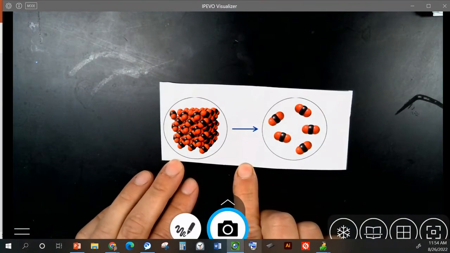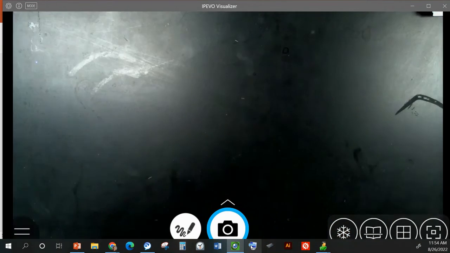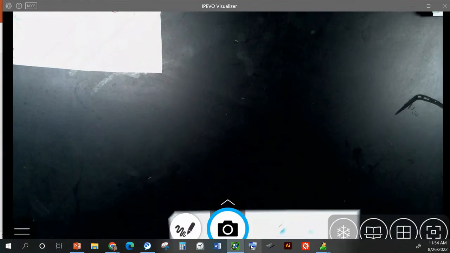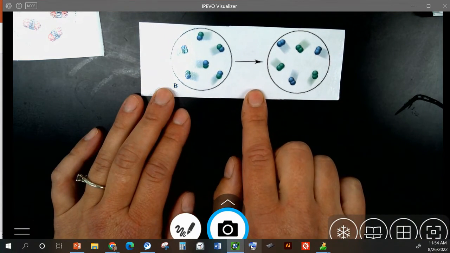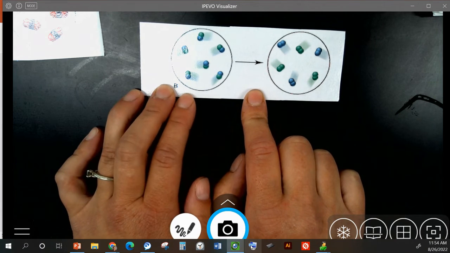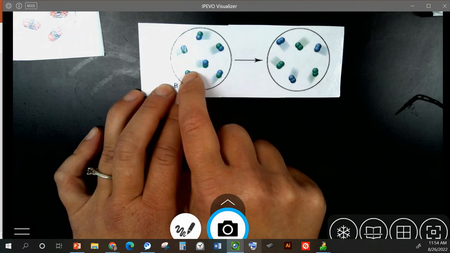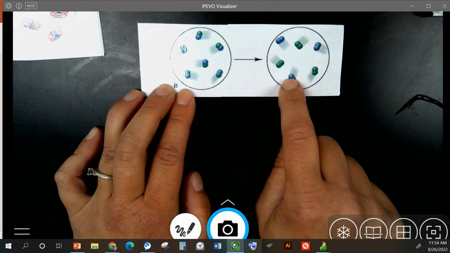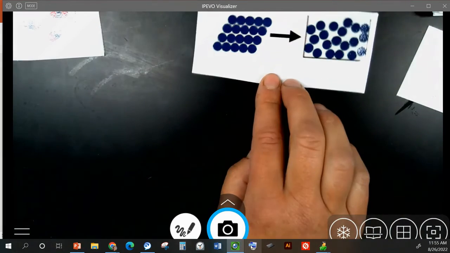Okay, let's try this one. What do you guys think? That's solid to gas. Okay, so that would be physical. Good. I agree with that. So physical. How about this one? Chemical. Okay, why is this one chemical? Because it stays a gas. Yeah, look what's bonded. We got a blue bonded to a green. Now we have blue bonded to blue. So they're switching their bonds. That is chemical.